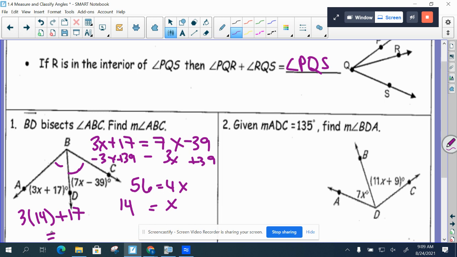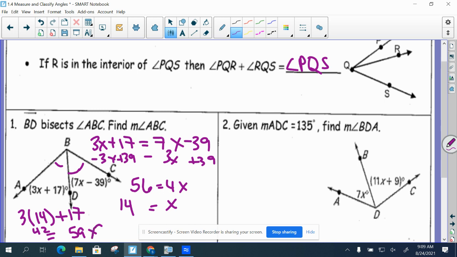Well, 3 times 14 is 42. 42 plus 17 is 59. And if I double that, I get 118. So 118 is the answer. Any questions about that one?